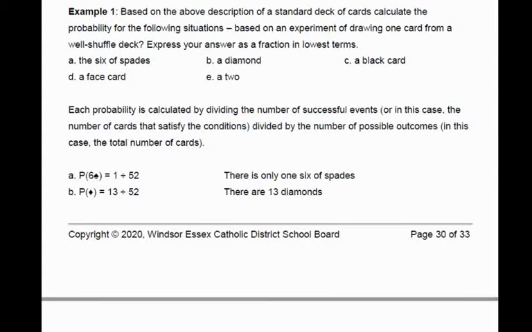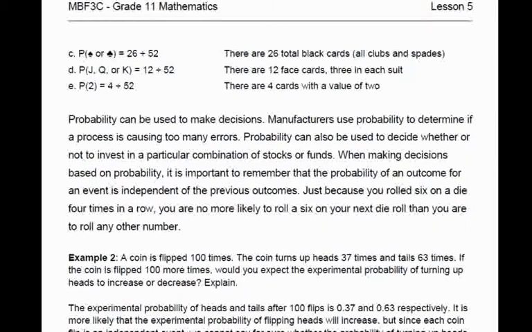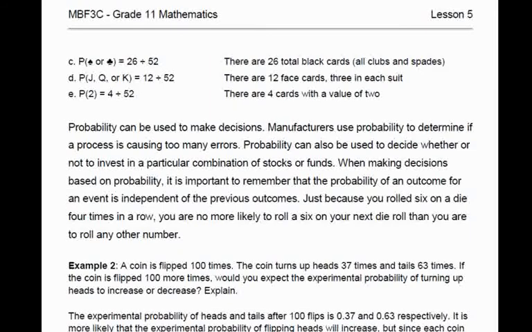The probability of getting a black card: there would be 26 black cards because it would be all of the clubs and all of the spades, so that's 13 plus 13 out of 52. I didn't write it in lowest terms here, but you should. That would be 1 out of 2. It says to express your answer in lowest terms, so I'm going to fix this file to make them all in lowest terms.